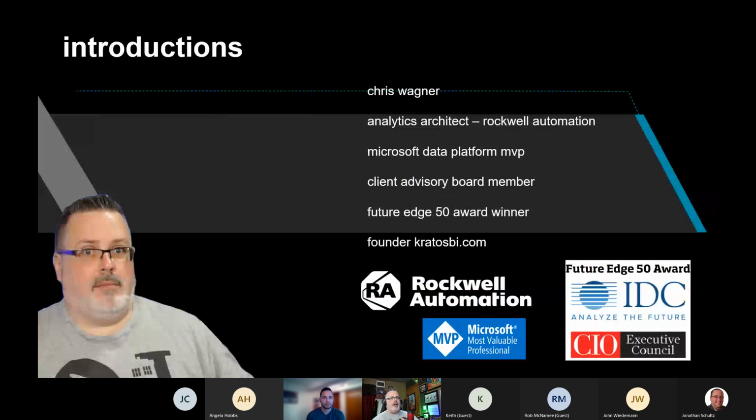So my name is Chris Wagner. I'm the analytics architect for Rockwell Automation. I provide solution design and support broadly to the global enterprise analytics teams that Rockwell Automation has, which means I provide a degree of support and consumption for about 1,400 Power BI Pro developers.